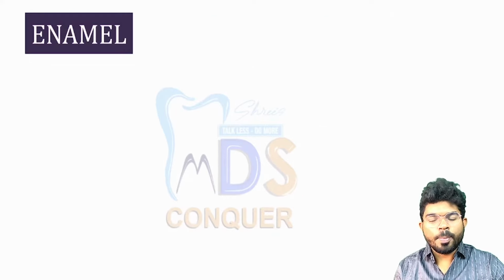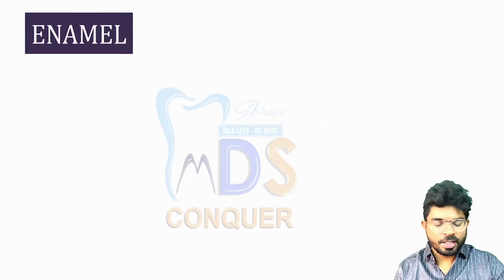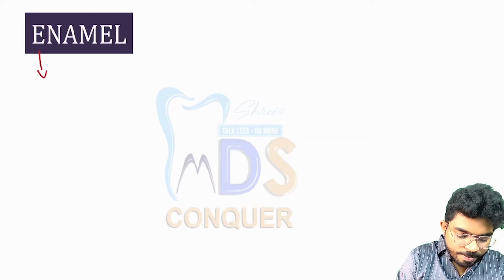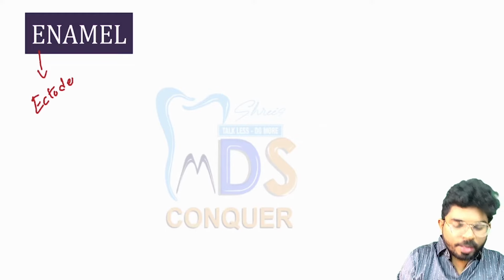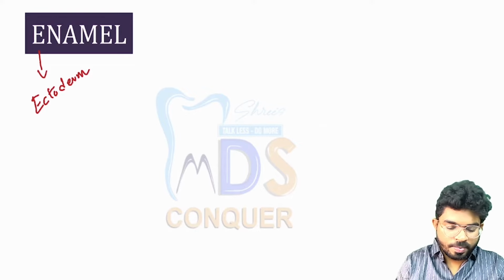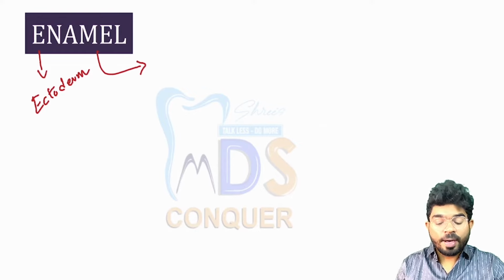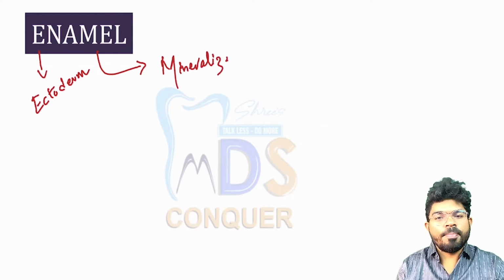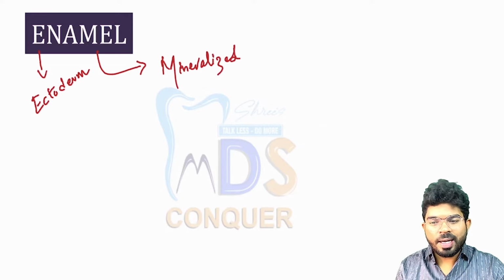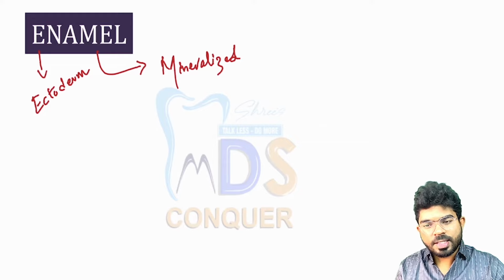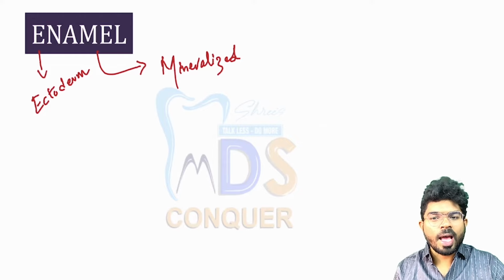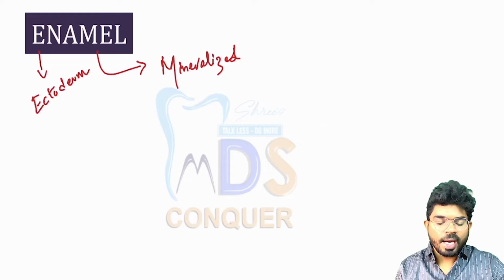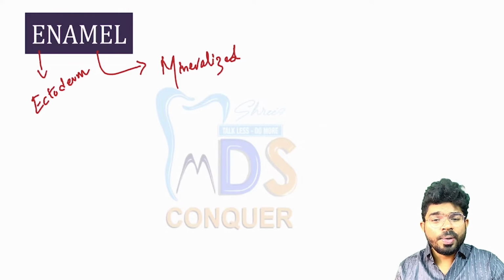So first and foremost is enamel, because enamel is the most commonly affected structure in MIH. Enamel: E for ectoderm, so enamel is ectodermal in origin. And coming to M for mineralization, enamel has the highest mineralization among the structures. You have enamel, dentin, cementum and alveolar bone. If you list out the mineral content, enamel has the highest mineralization. And second, enamel does not have the ability to regenerate after it is lost. You cannot regenerate enamel.